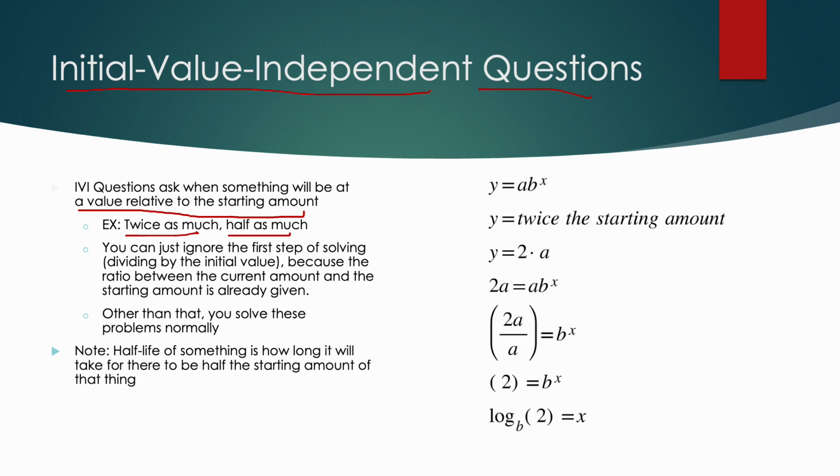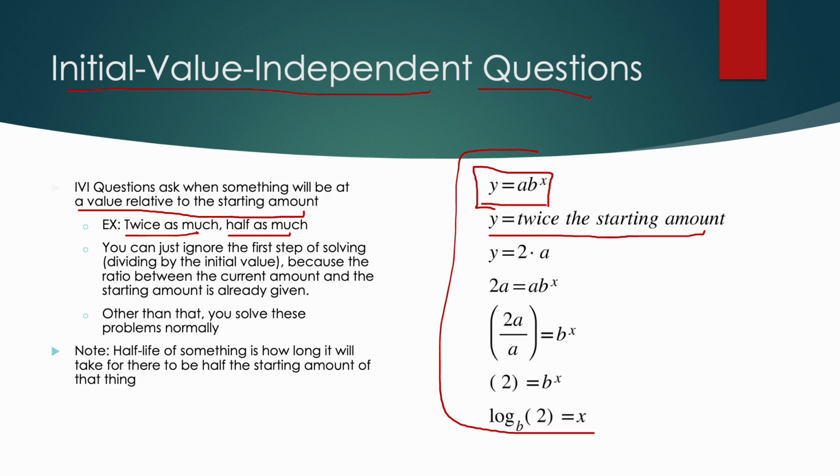If my words aren't really making a lot of sense, let's look at the actual way it's written out. So again, if we have the normal equation, y equals ab to the x, and y is going to be equal to twice the starting amount, for example, then y is going to be equal to 2 times a, right? Because a is the starting amount. And so we're going to have 2a is equal to ab to the x. And then if we go through all the regular steps and divide by a, we're going to have 2a over a is equal to b to the x, which is clearly just 2, right?